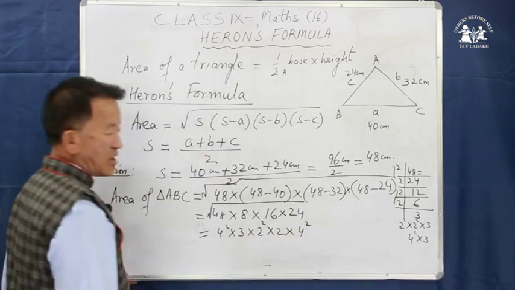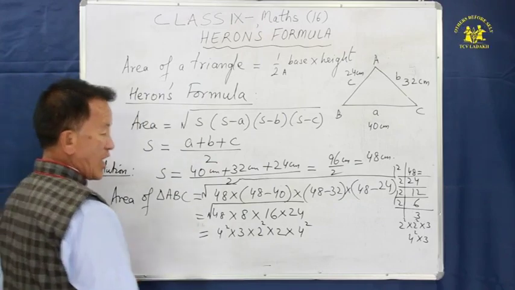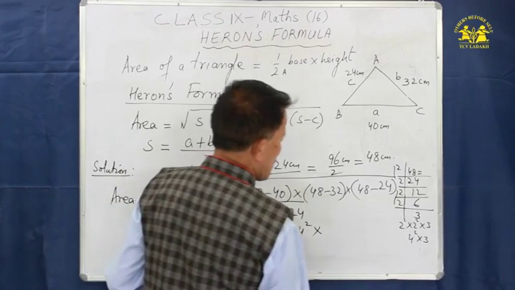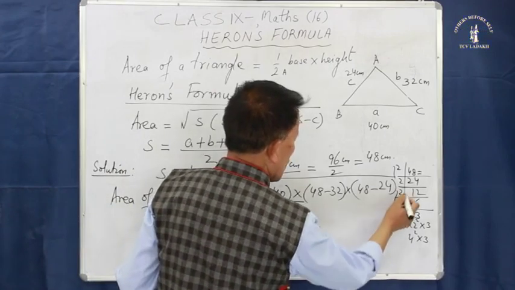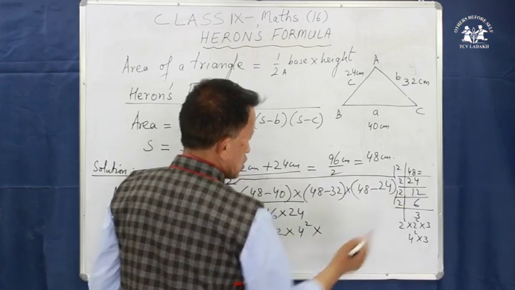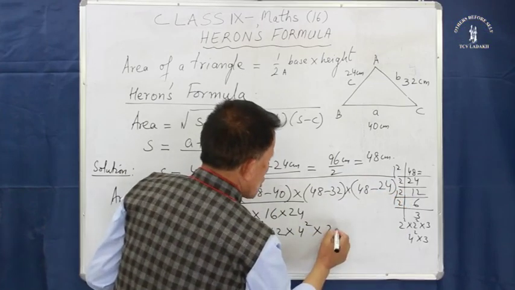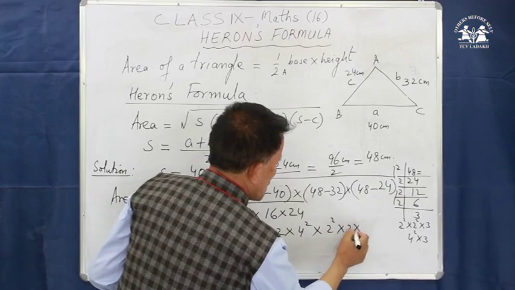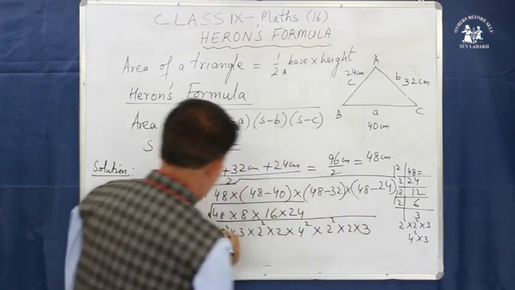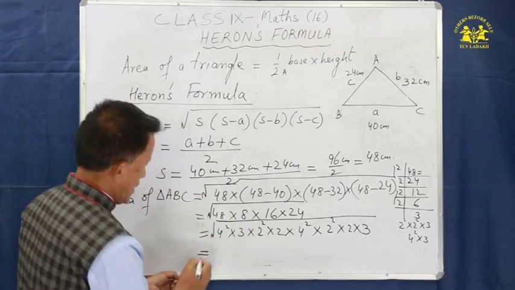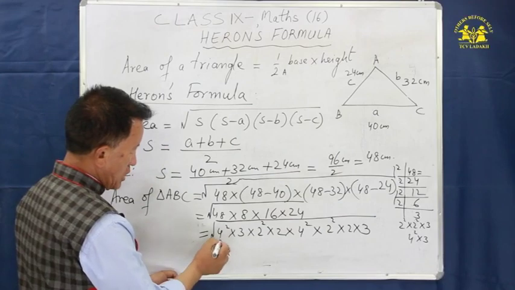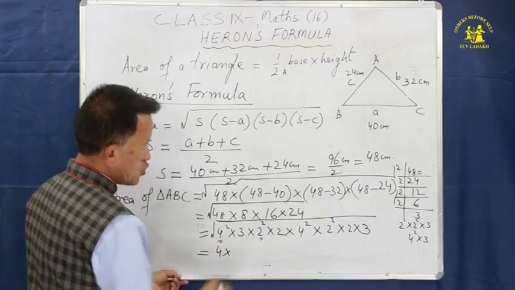16 is, we know, 4 square. And 24, you can see from here, 2 2s are 4, 4 2s are 8. So it's 2 square into 2 into 3. So 4 square, square root of 4 square is 4, into 2 square.